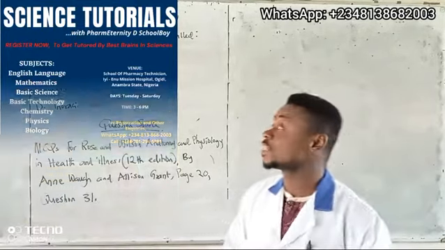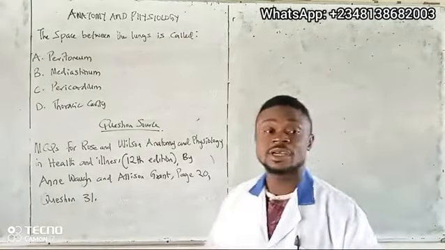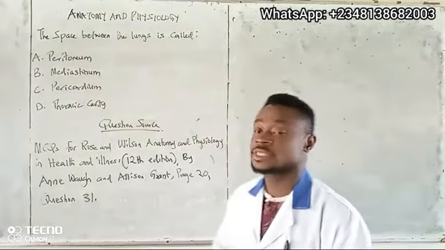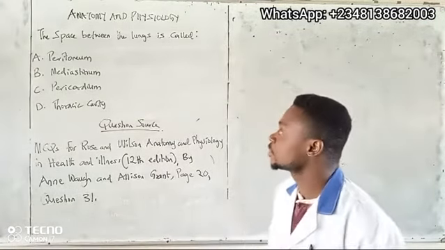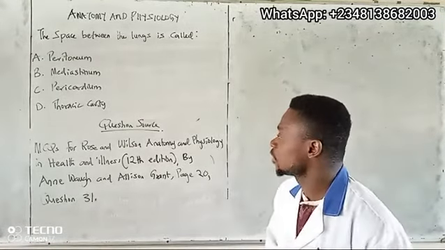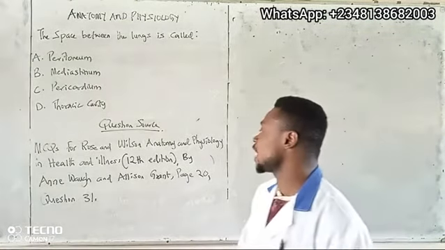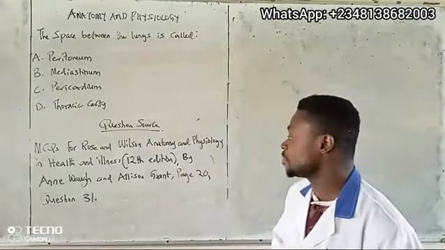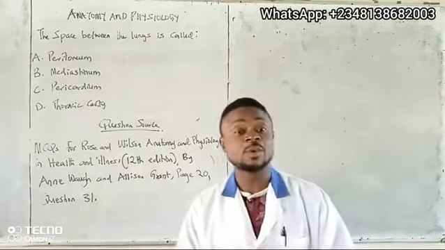Today we are going to take a look at anatomy and physiology, and we have a question on the board. The question says: the space between the lungs is called A, peritoneum, B, mediastinum, C, pericardium, D, thoracic cavity. The question source is MCQs for Ross and Wilson Anatomy and Physiology in Health and Illness, 12th edition by Anne Waugh and Allison Grant, page 20, question 31.